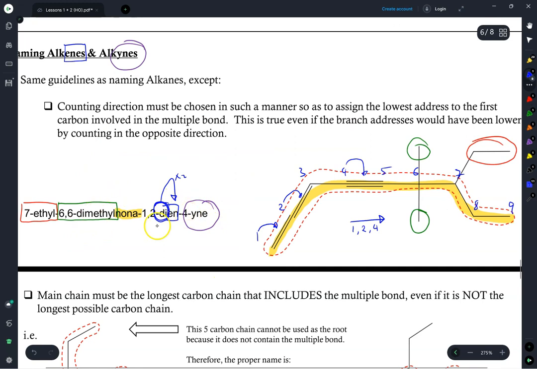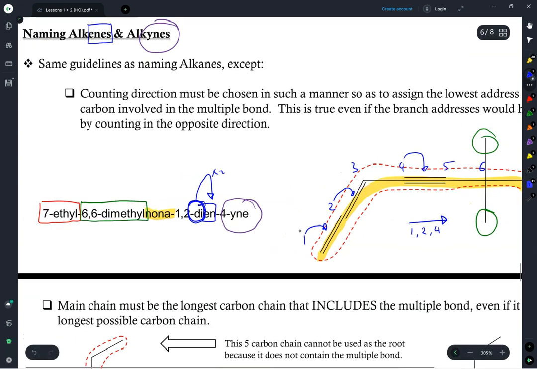So hopefully the address numbers now make sense. 7-ethyl, 6,6-dimethyl, nona, 9 carbons in my parent chain. And within the parent chain, I have 2 double bonds, diene, and they're located on the number 1 and number 2. Number 1 double bond, number 2 double bond. And then, of course, number 4 carbon has my triple bond located there.